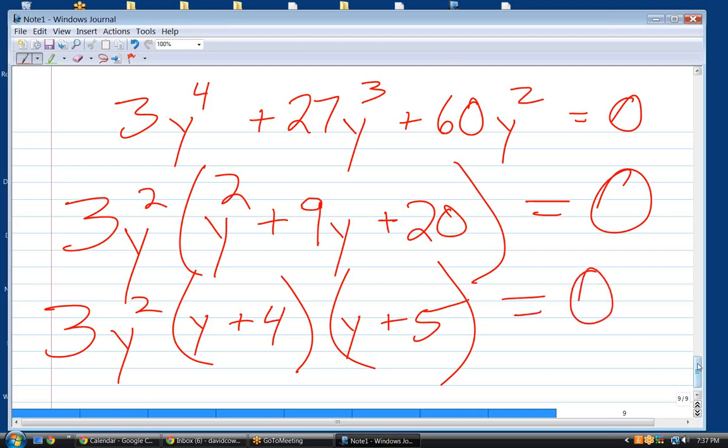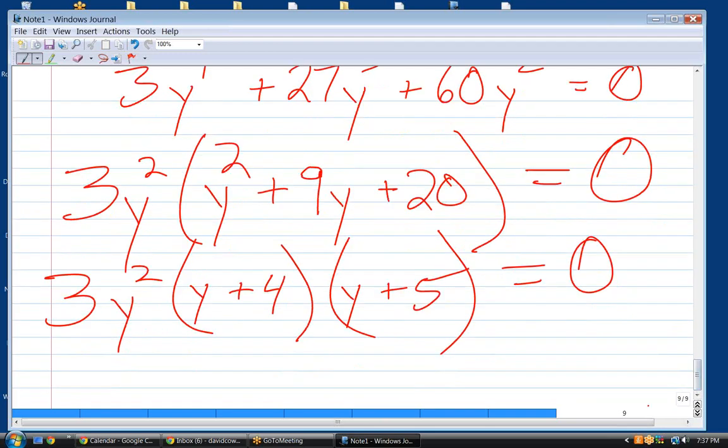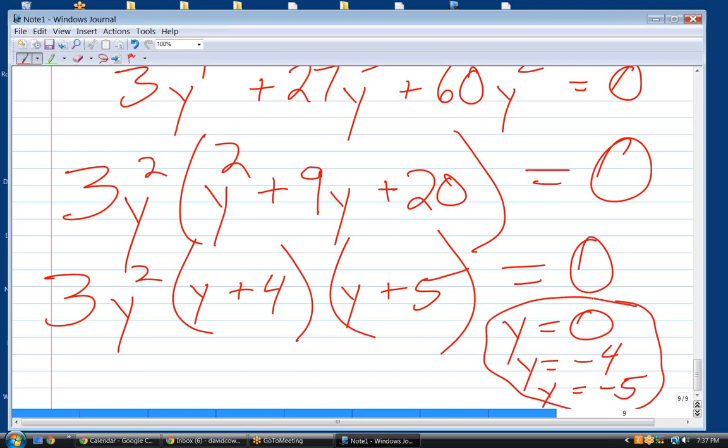What are my solutions? Okay. Y equals 0. Good. Y equals -4. And y equals -5. Right. And again, we started with a quartic, so we expected 4 solutions. We only found 3, but y equals 0 actually comes from 2 places.